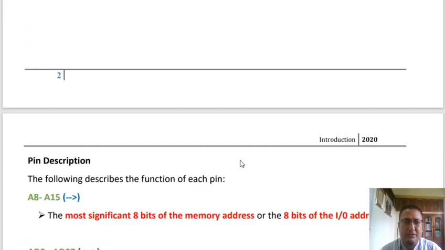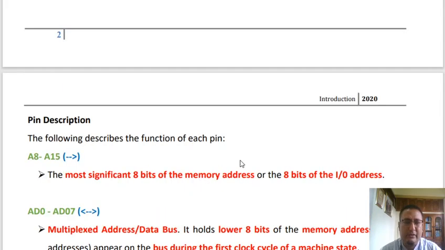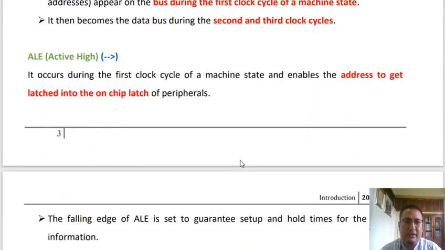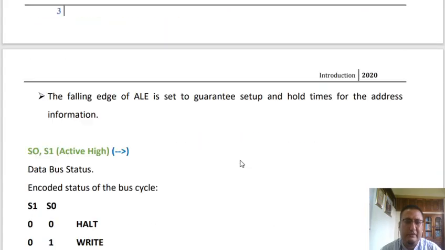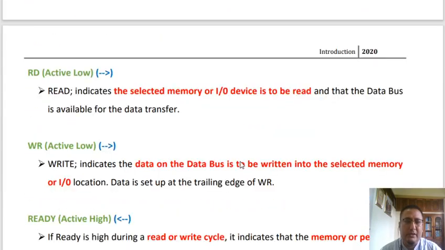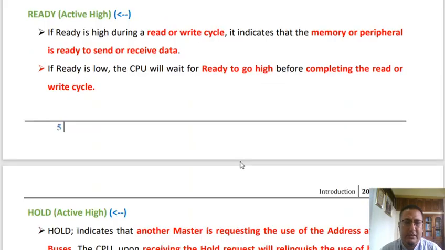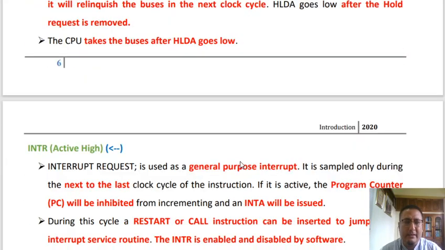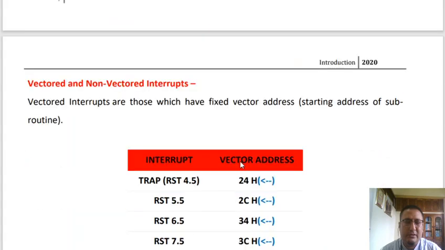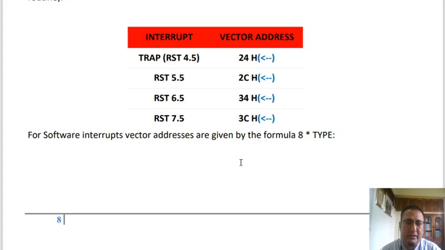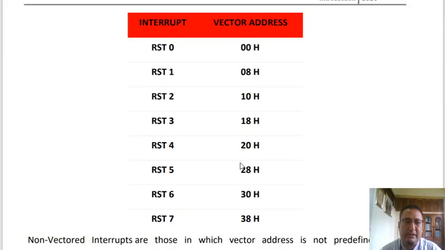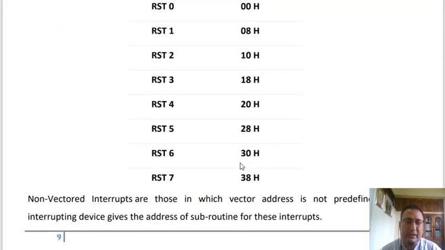Then we went through the pin description of the 8085. We discussed the role of A8 to A15 and AD0 to AD7. Then we moved on to ALE, then the significance of S0 and S1. Then read and write, then ready, then hold and hold acknowledgement, and then interrupt request and interrupt acknowledgement. We discussed what vectored and non-vectored interrupts are, and the various vectored and non-vectored interrupts that are there. We learned how to generate the vector address for software interrupts, that is by multiplying the interrupt number with 8.